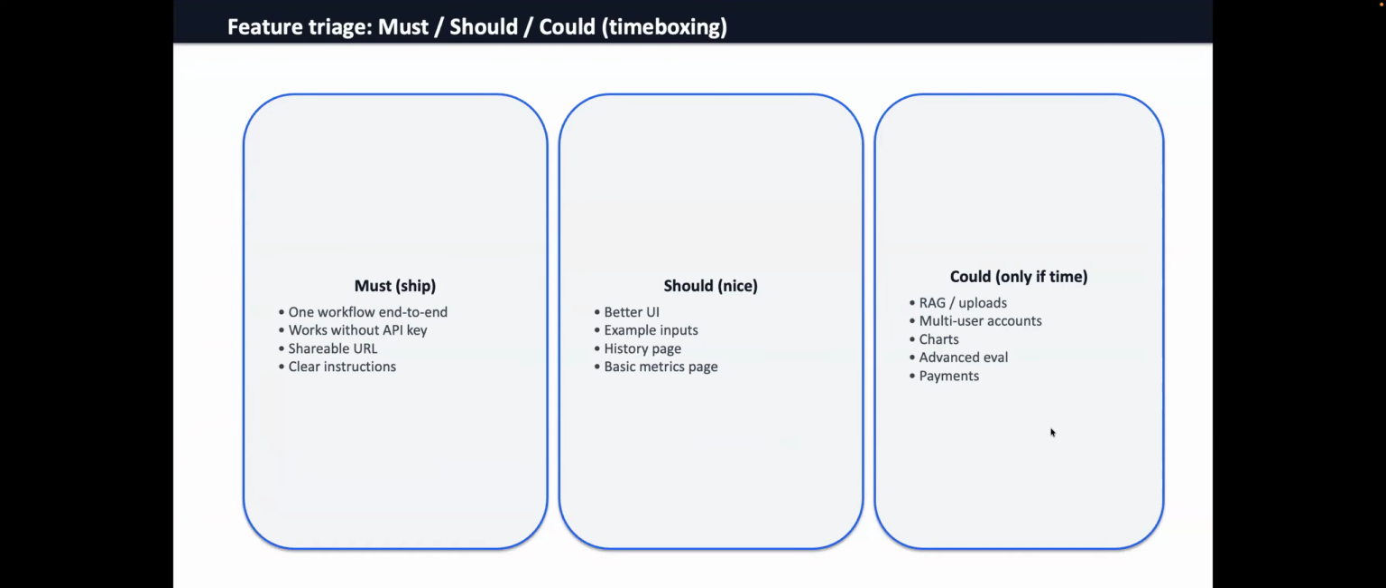We can split all the features into three dimensions: the must, the should, and also the could. The musts are some fundamental functions we must have, right? So for example, in this case, what is the working workflow end to end? How should we work without the API key? What is the shareable URL? What is the clear instruction, what we should do? What is the clear UI UX design? These are the really important fundamental designs you must have. If you don't have these, then the website or the app may not work at all, right? So the second part is what you should have.